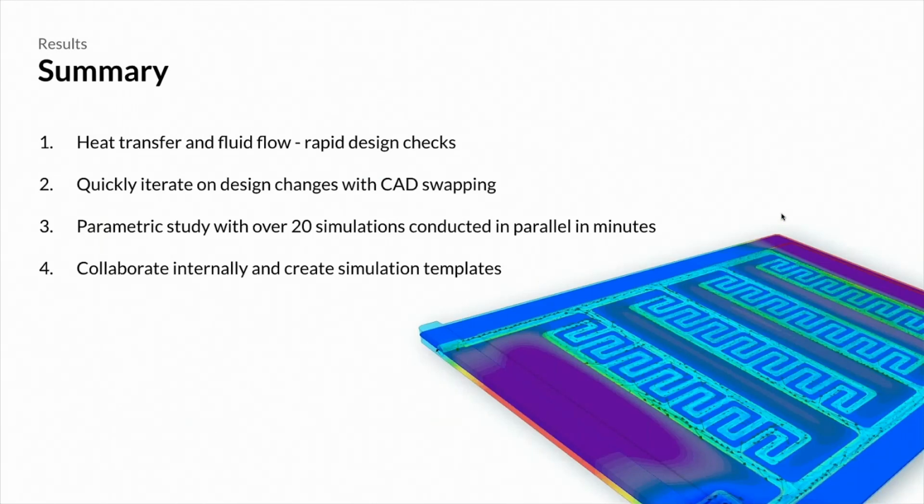Okay, so in summary, what have we done? We've run some heat transfer and fluid flow rapid design checks at an early stage in the design process with no need to have hardware or software maintained on my machine. We've quickly iterated on design changes by swapping out completely different CAD geometries, and we can run a simulation in a matter of seconds.